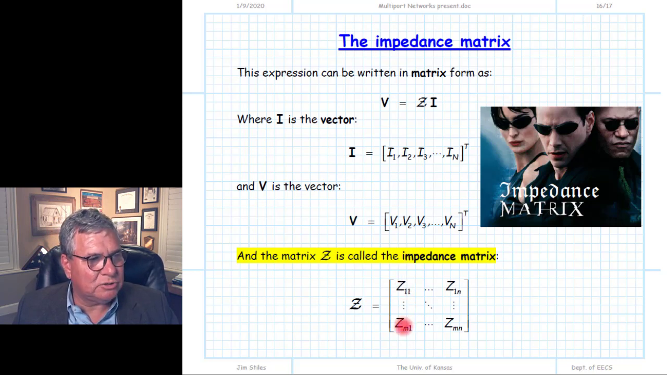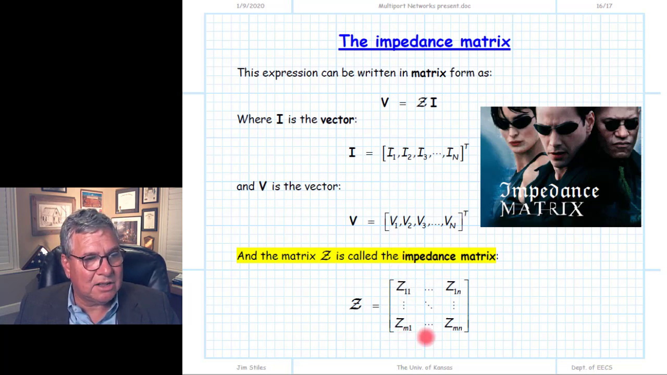These are all the values we got from the experiment where we put a non-zero current at port 1 and put open circuits at all other ports. This allowed us to determine the voltage at port 1 due to the current at port 1, and the voltage at port 2 due to the current at port 1, and the voltage at port 3 due to the current at port 1, and so forth. The results of that experiment lie in this first column.